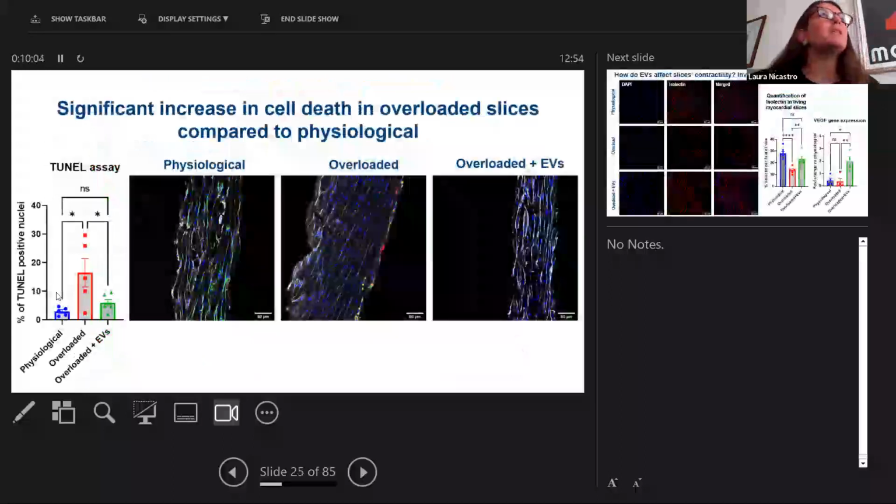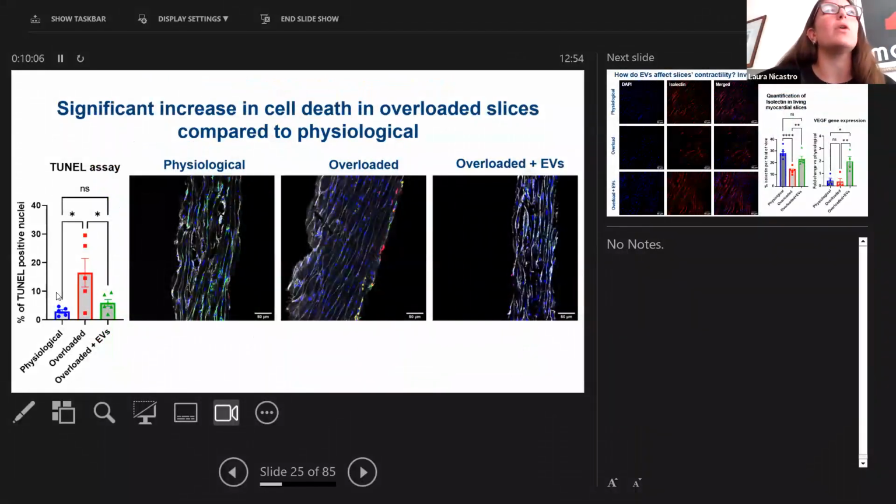This was also confirmed at the structural level when we assessed TUNEL staining, which stains for apoptotic nuclei, and we saw that there was a significant increase in the apoptotic nuclei of overloaded slices compared to physiological, and these were restored almost to physiological level when we applied the physiological EVs on top of overloaded slices. So these physiological EVs may also have an effect on rescuing cells from apoptosis.